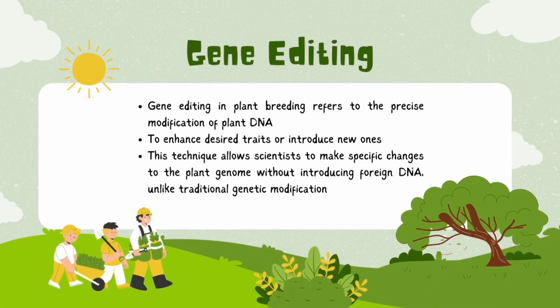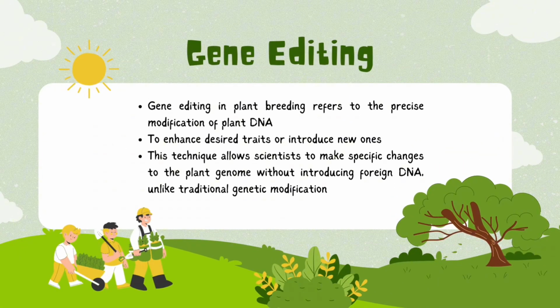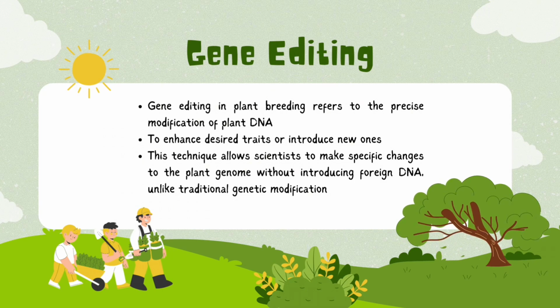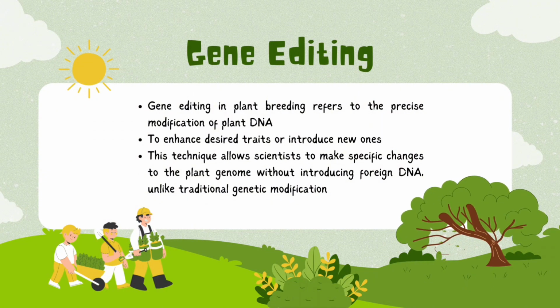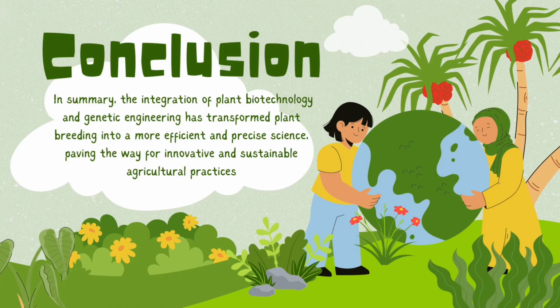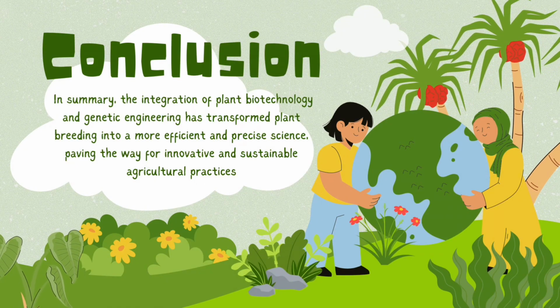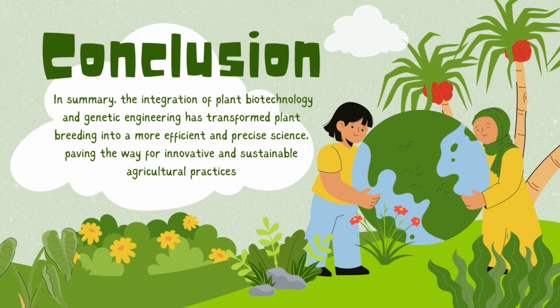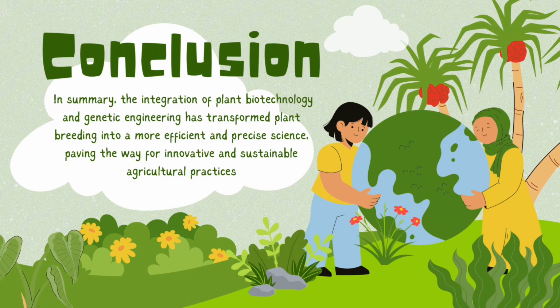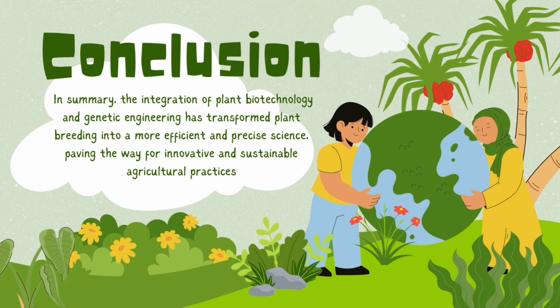Gene editing in plant breeding refers to the precise modification of plant DNA to enhance desired traits or introduce new ones. This technique allows scientists to make specific changes to the plant genome without introducing foreign DNA, unlike traditional genetic modification. In summary, the integration of plant biotechnology and genetic engineering has transformed plant breeding into a more efficient and precise science, paving the way for innovative and sustainable agricultural practices.